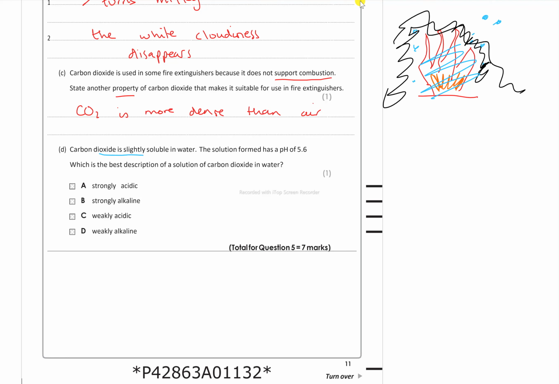Anyway, carbon dioxide is slightly soluble in water. It's got a pH of 5.6, so it's going to be weakly, yes, slightly weakly acidic.